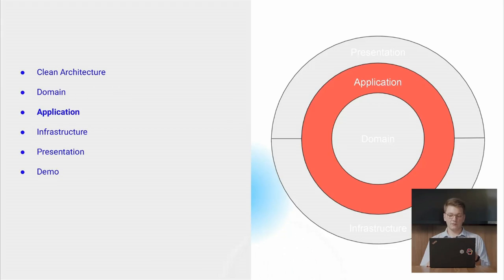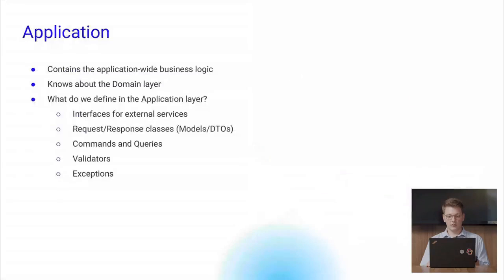Moving one layer up, we have the application layer. The application layer contains the application-wide business logic. It knows about the domain layer, and it actually interacts with the domain layer and in a way orchestrates its behavior. So what are some of the things that we define in the application layer? Here we would see interfaces for external services, request and response classes, also known as models or DTOs, commands and queries, validators, and some more custom exceptions if we need them.